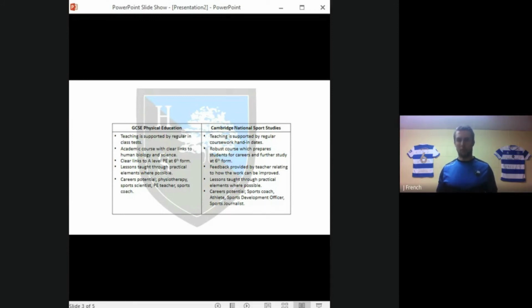Where possible, the lessons will be taught in a practical manner. Not all units are directly associated with the practical aspects, but some are. And so we'll try and get you moving and physically active as much as possible. The careers potential for the Cambridge National, we tend to look at more of a sports coaching route, an athlete or a sports development officer, or maybe even sports journalism.